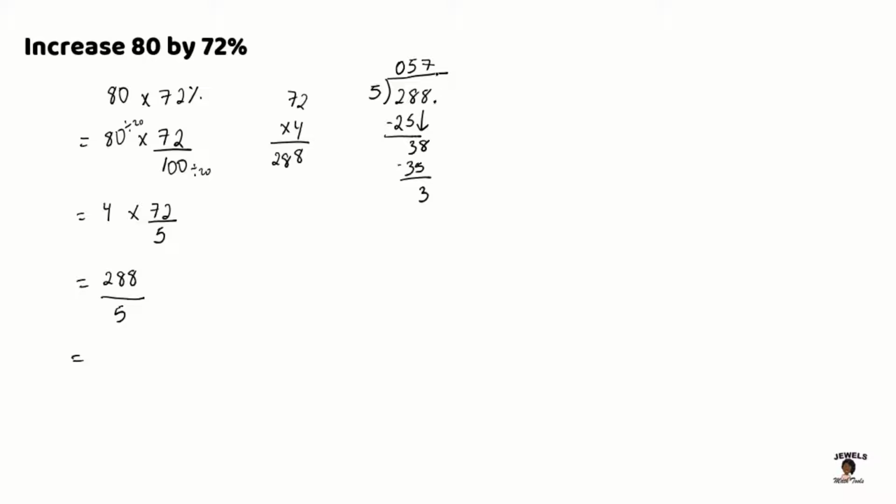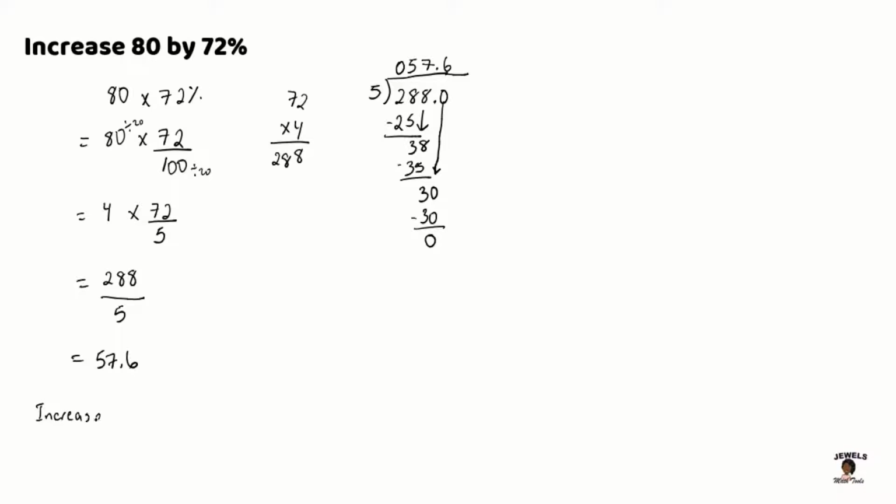I'm going to now add in my decimal point so that I can get a more accurate total on my percentage. So I'm going to add in a 0, bring down that 0, changing my 3 into 30. 5 goes into 30 6 times. 6 times 5 is 30, and 30 minus 30 is 0. Okay, so when 288 is divided by 5, we get 57.6.